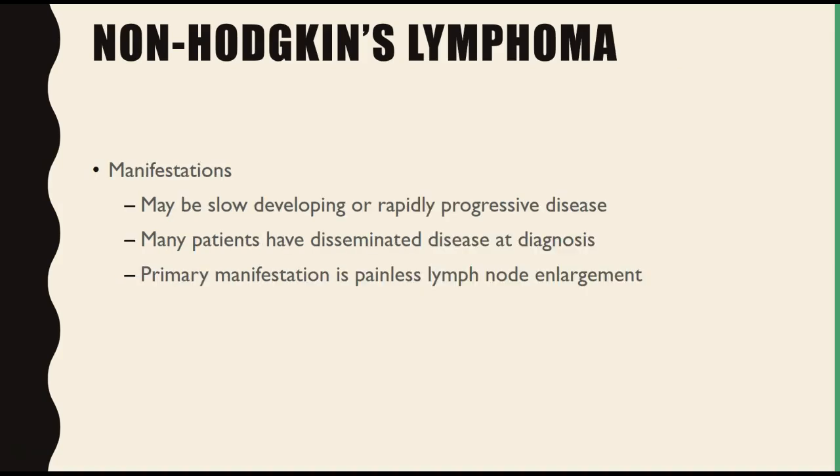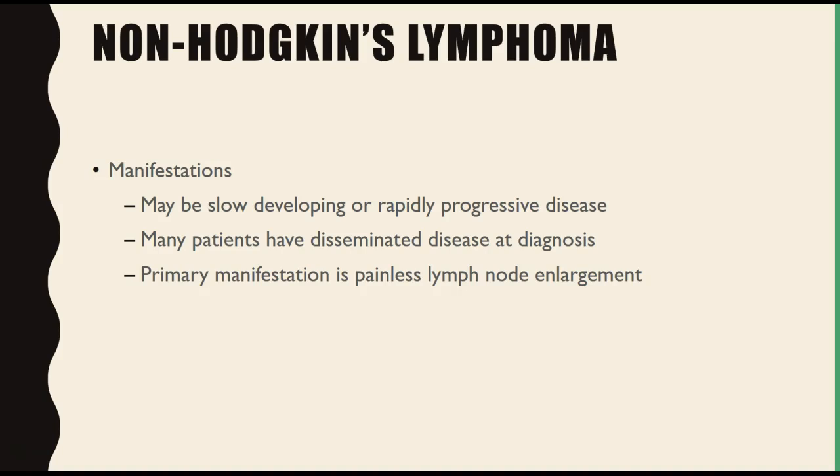So the manifestations, really it's an unpredictable type of course with this disease. It can be slow moving or it can be rapidly progressing. The disease can originate outside the lymph system. The disease has many times spread to other areas in the body, or it can be disseminated is the word we use for that, to other parts of the body on diagnosis, which can make it even more difficult to treat. Other symptoms may be present depending on where the disease has spread to.